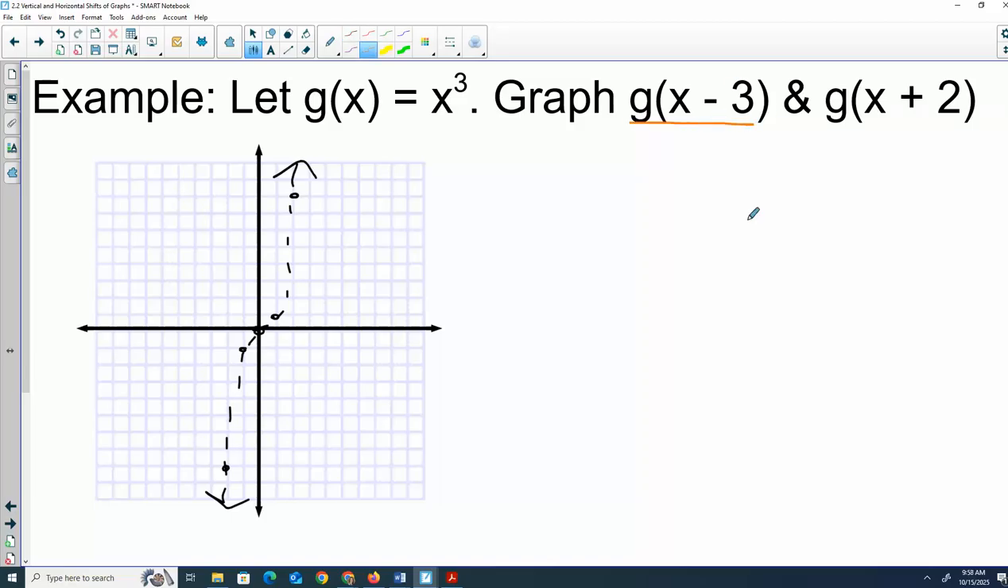So if I asked you to find g of x minus 3, what would that minus 3 do to my graph? Inside, x does the opposite. So subtracting moves it in the positive direction. So I take each of those points and move them to the right 3.